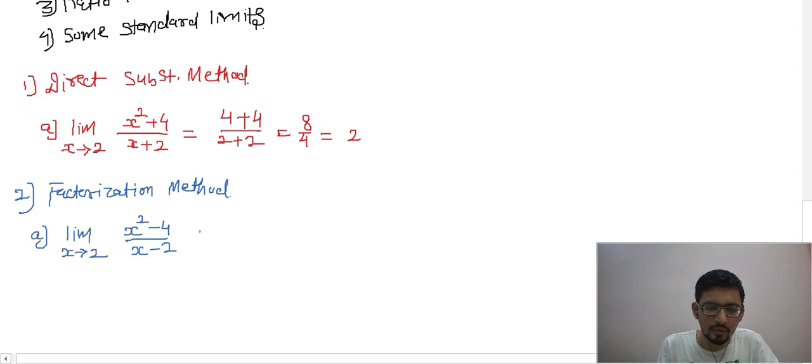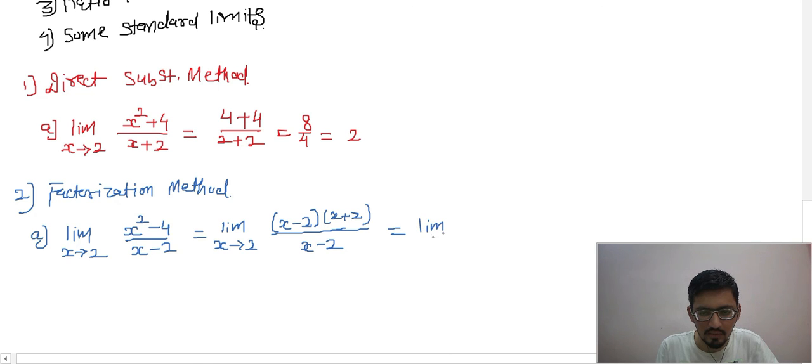In that case, what you will do is try to simplify the argument of the limit. Argument of the limit means the function whose limit you are finding. So what I can do here is a minus b, a plus b: x minus 2, x plus 2. The denominator is x minus 2, so x minus 2 will get cancelled. So the answer I will get here is limit x tends to 2, x plus 2. Now just apply the limit here.